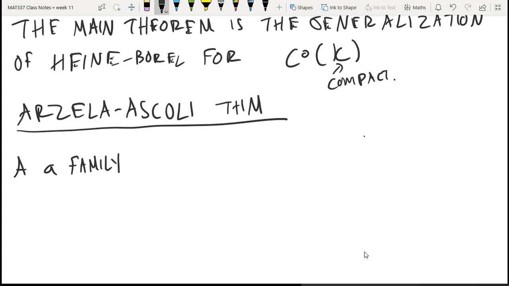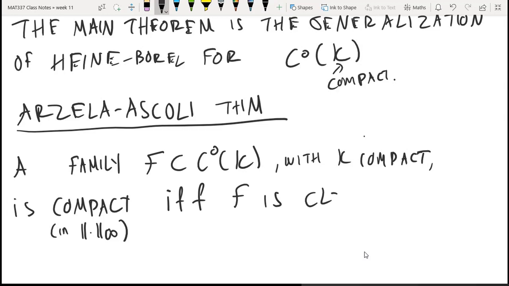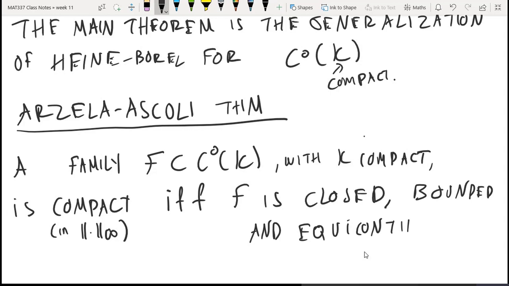Okay, so a family F in C0(K) with K compact is compact in the supernorm sense if and only if F is closed, bounded, and you need one more, equicontinuous. Here, equicontinuous, we mean uniformly because the set is compact, so they're equivalent, pointwise and uniformly.